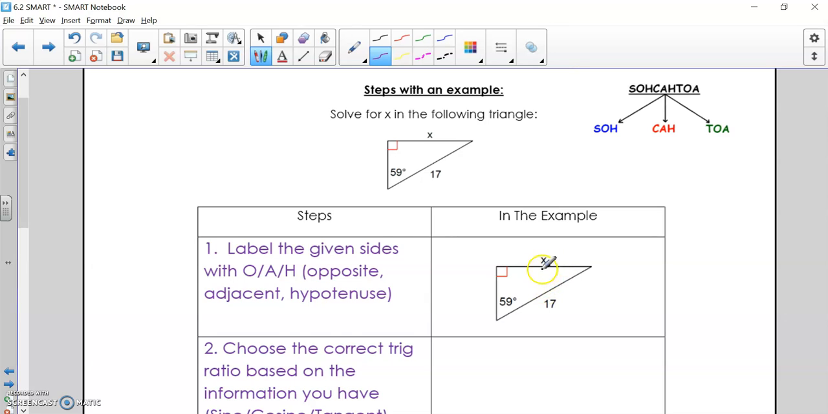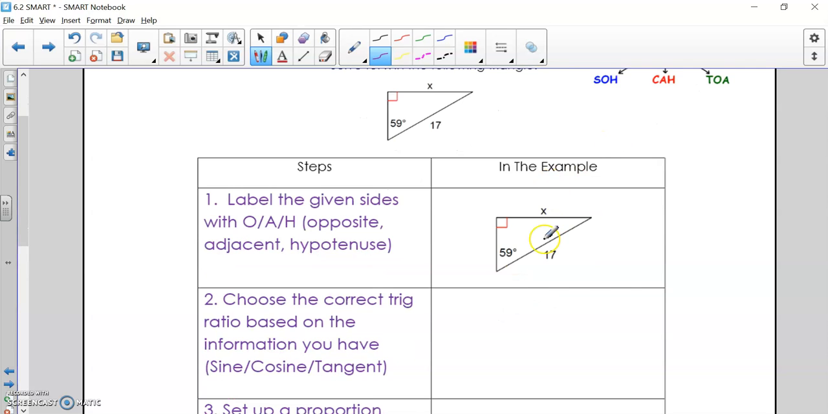Only label the sides that actually have something on there. Like this side is empty, so we would just ignore it. That'll help you make sure you don't choose the wrong trig ratio. But in this case, we know that 17 is the longest side, so we're going to label that with H. It must be the hypotenuse.